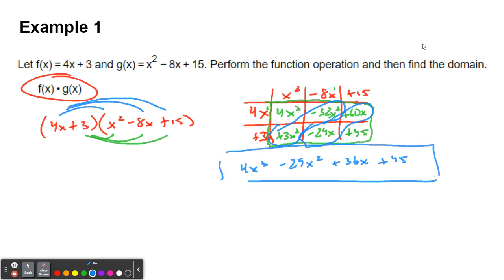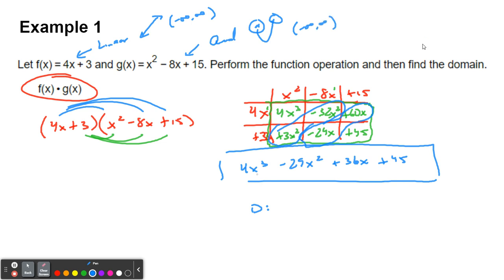So it's a simple multiplication of polynomials question. Now, we're going to talk about domain, right? So the domain of a linear. So this is linear. So for a line, your domain is all real numbers. This is a quadratic. Again, because you have arrows on the left and right, your domain is all real numbers. So when you multiply them together, you get what is called a cubic. It's a third degree polynomial. A cubic looks like this.